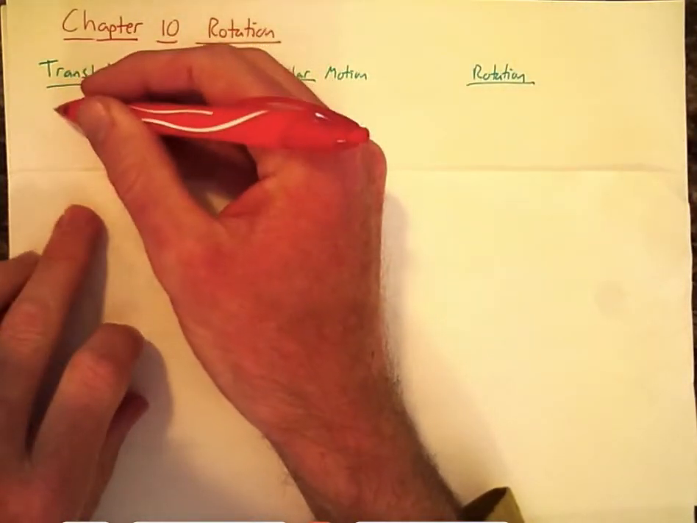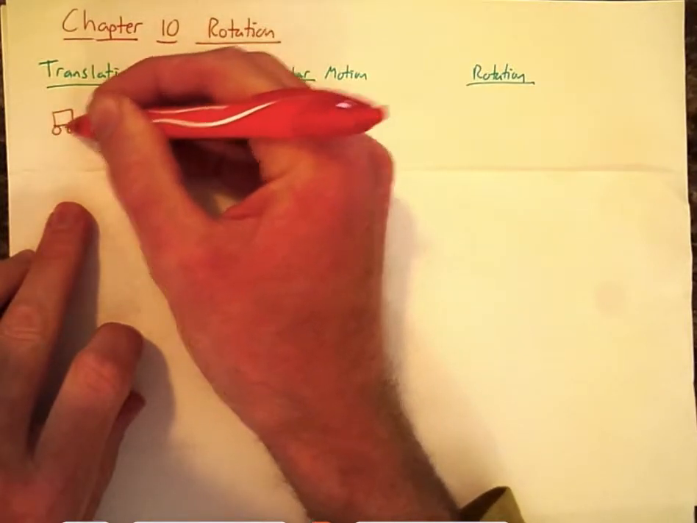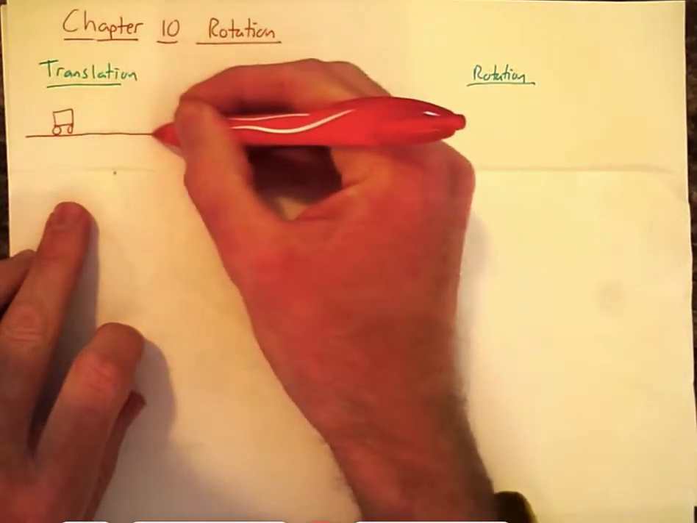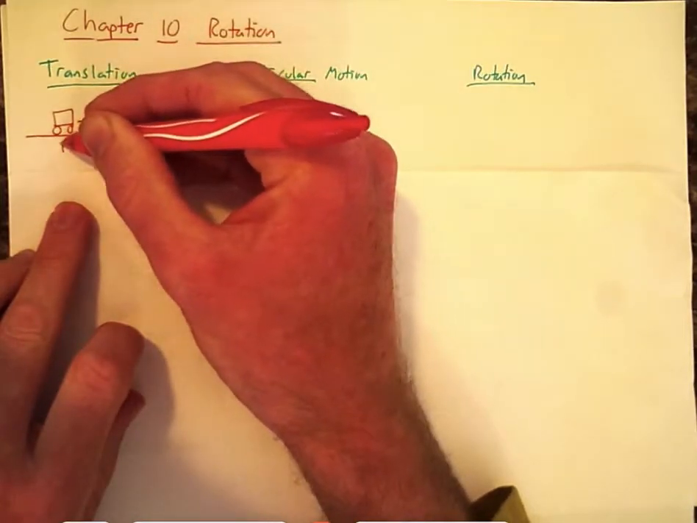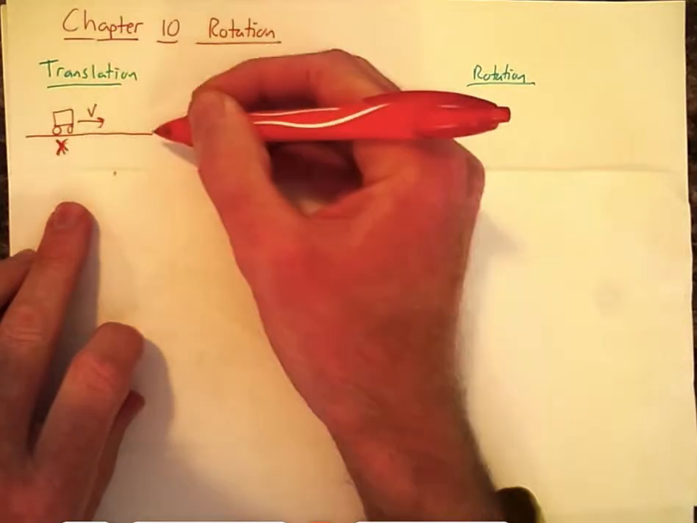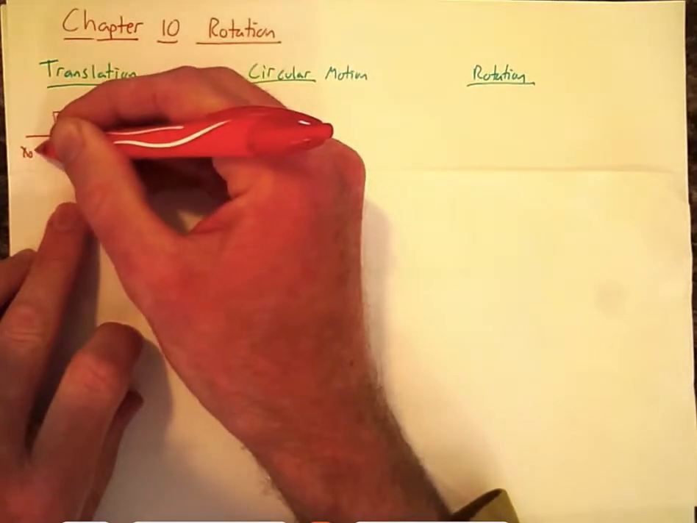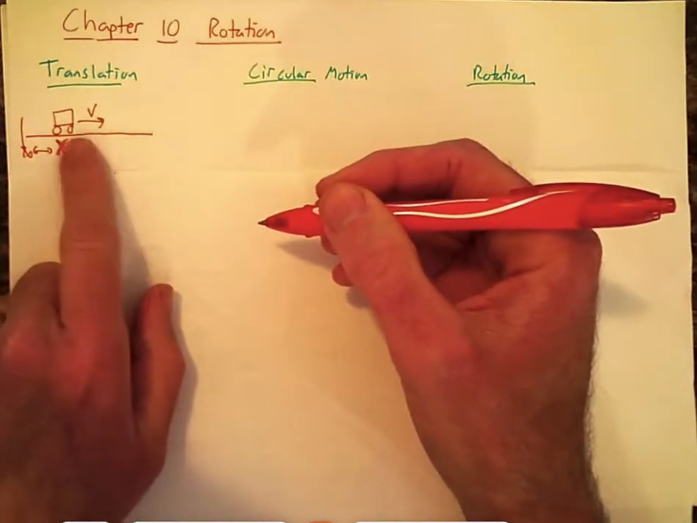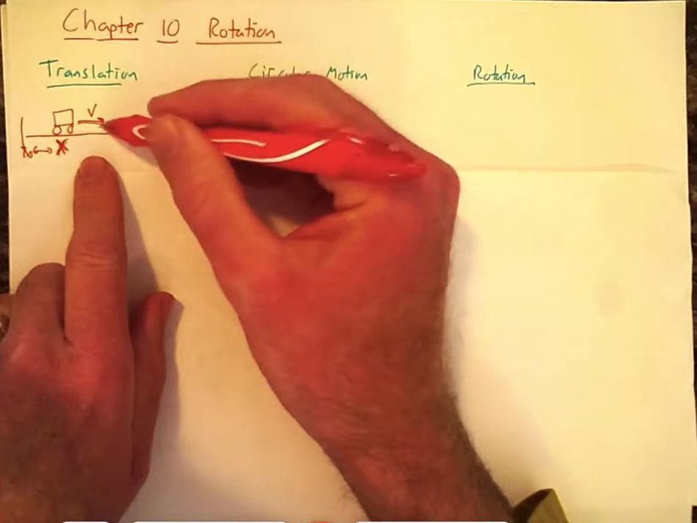So translation is pretty basic. This is the simple motion we've been doing for a while, and this is when something is moving along and it's got some position, like say x, and it's got some velocity. Maybe it's got an acceleration. We're just trying to see where it is. Maybe there's an initial position right there. So that's just things that are moving, mostly in a straight line. They could potentially turn a little bit.